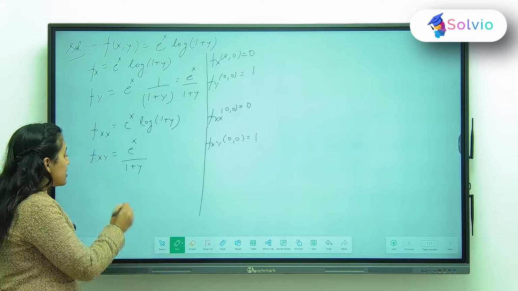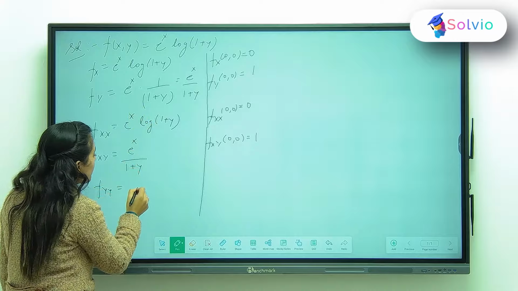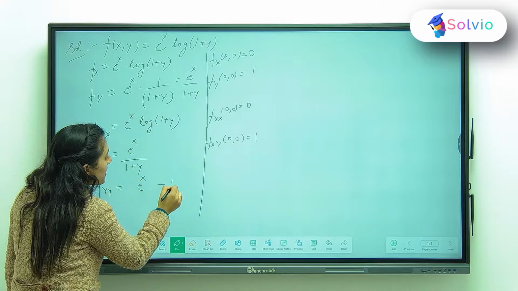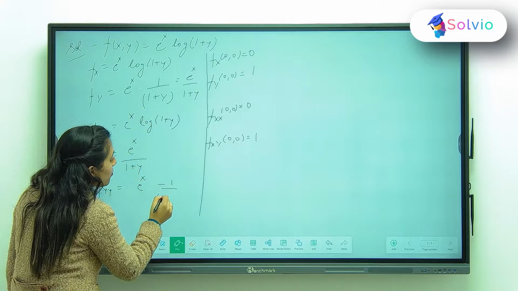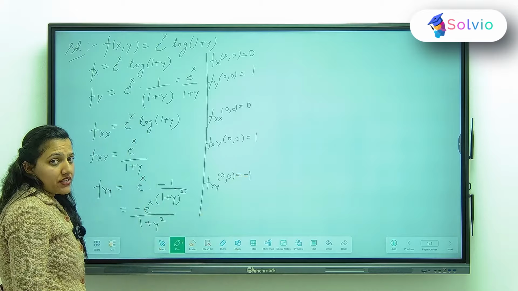Now I need to find the second order partial derivative of function f with respect to y, that will be equal to, here you will differentiate fy again with respect to y. So it becomes e raised to power x times minus 1 upon 1 plus y whole square, and that is equal to minus e raised to power x whole divided by 1 plus y whole square. Now you need to find its value at the point 0 comma 0, and it becomes minus 1 upon 1, that is minus 1. Clear?